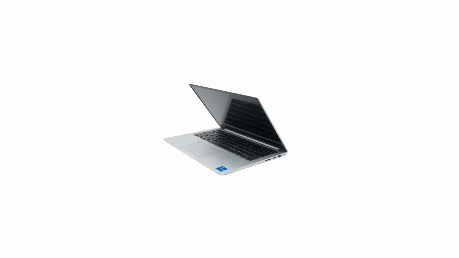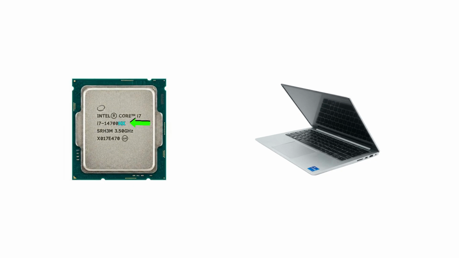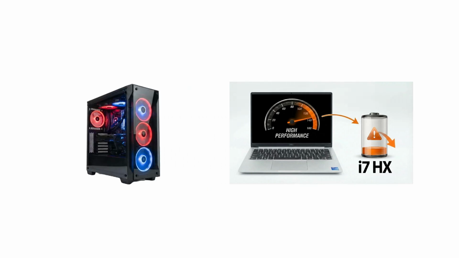If you're shopping for a laptop for this kind of work, avoid the U series. Instead, look for H or HX at the end of the name. These letters stand for high performance, and while they use much more electricity and drain your battery faster, they give you desktop-level power in a portable laptop.